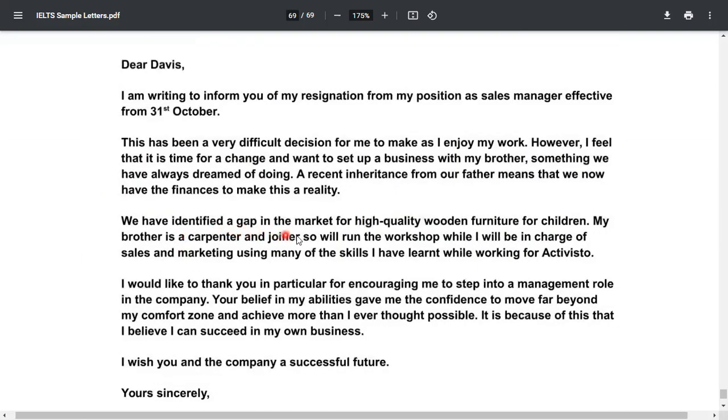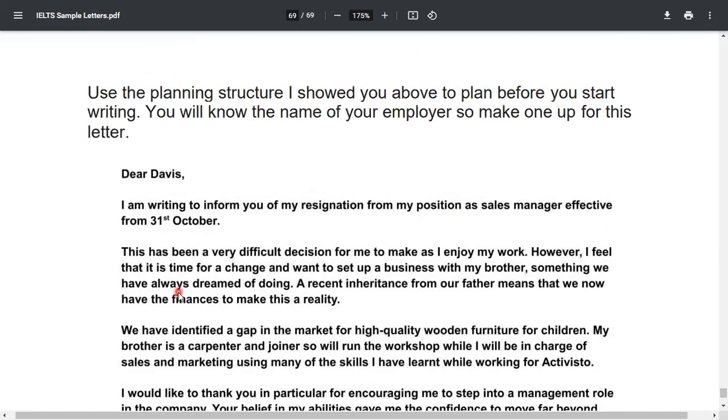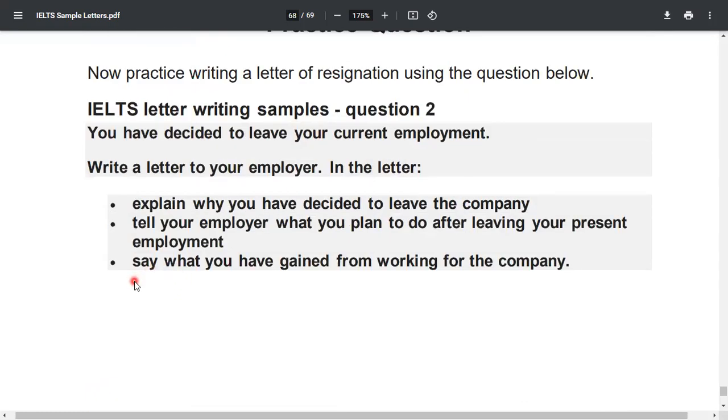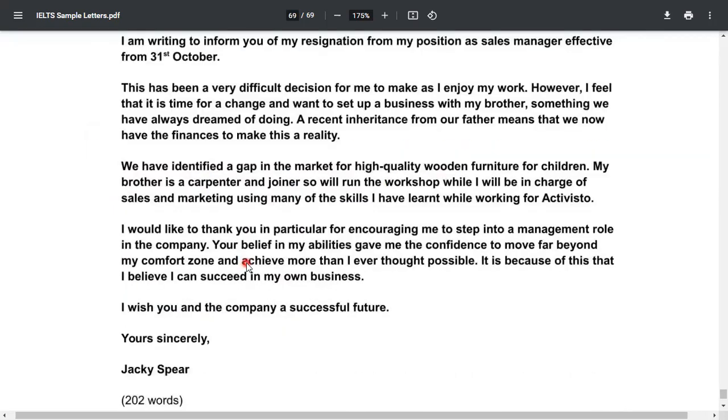We have identified a gap in the market for high quality wooden furniture for children. My brother is a carpenter and joiner, so we'll run the workshop while I will be in charge of sales and marketing, using many of the skills I have learned while working for Activisto. So he made up the company. He made up the name of the company he's leaving, or he's resigning, okay, right now. And then the last bullet point that says, say what you have gained from working for the company. Let's see what he's going to write.